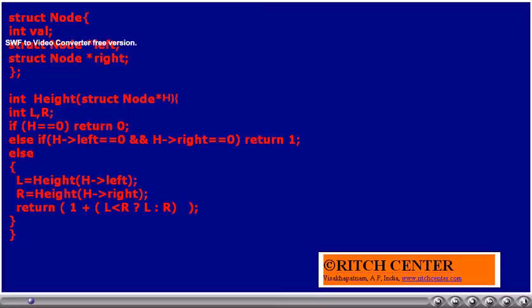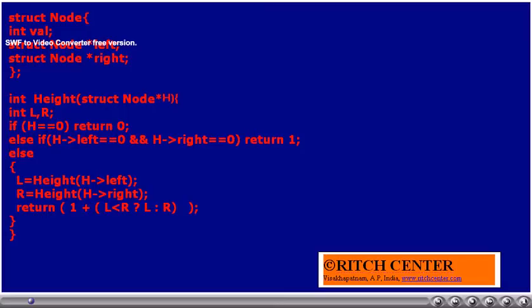The function height takes head of the binary tree, that is the root node address, and then returns the height of the tree. The basis of this algorithm or function is as follows.